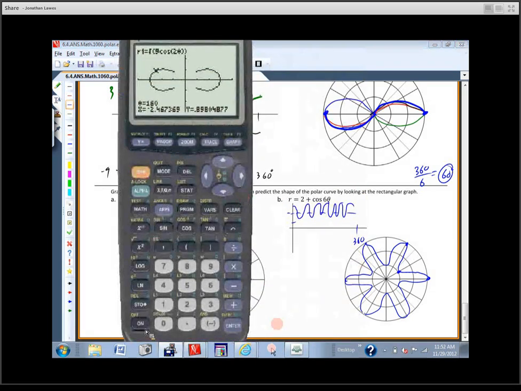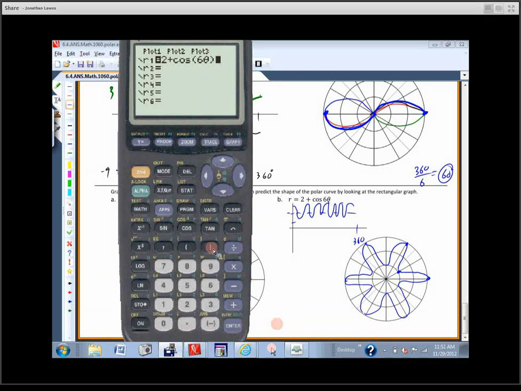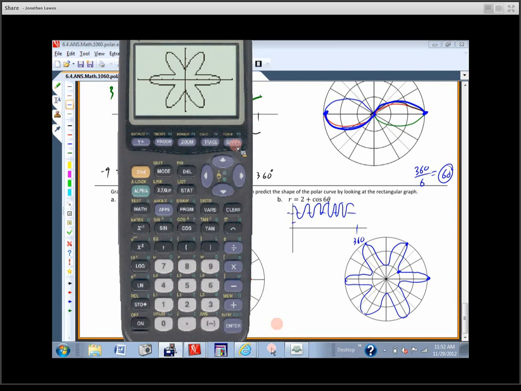Okay, I'm just going to put this in the calculator really quickly just to make sure we got the right thing. So I'll go back to the y equals menu. I'll clear both of these off, and I'm going to put in 2 plus cosine 6 theta. And I'm just going to say, whoops, let's change the window. Let's do this every 5. And there it is. Okay, any questions?